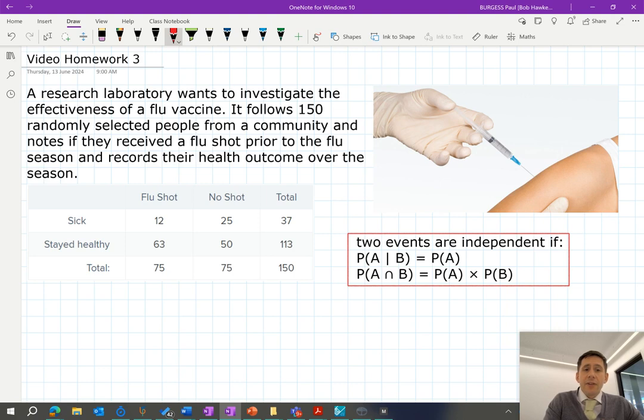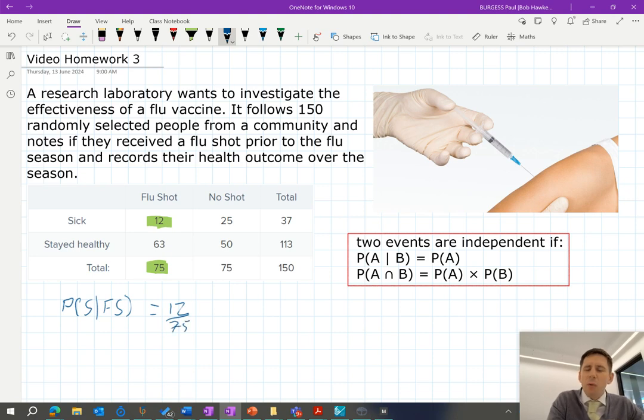We need to identify the probability that a person got sick given they had the flu shot. So I would say we're probably looking at, all right, they got sick given they had the flu shot was 12 out of 75, right? So I'd say that first one, A given B, the probability they were sick given they had the flu shot, is equal to 12 out of 75.